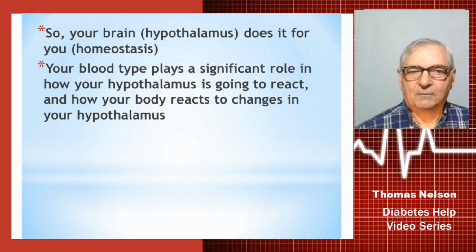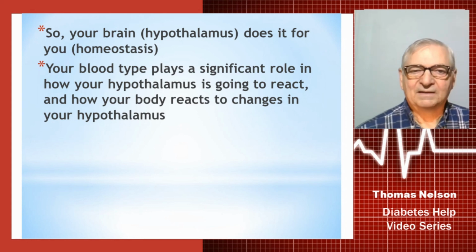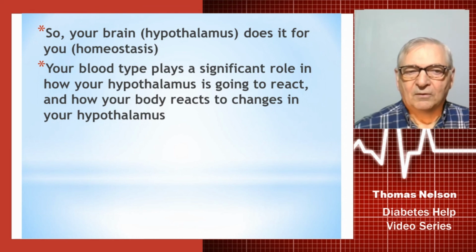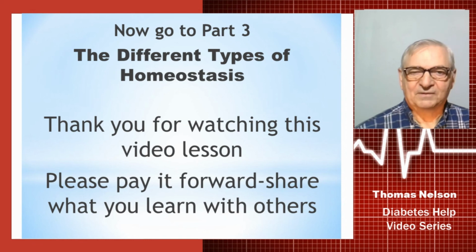And it's that organ, the hypothalamus, that is responsible for homeostasis to be maintained. So your blood type plays a very significant role in how your hypothalamus is going to react and how your body reacts to changes to your hypothalamus. So now go to part 3, the different types of homeostasis.